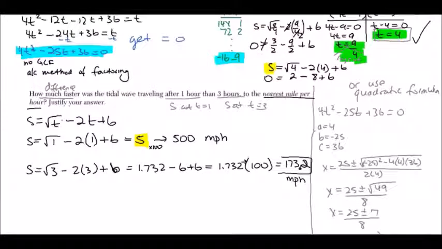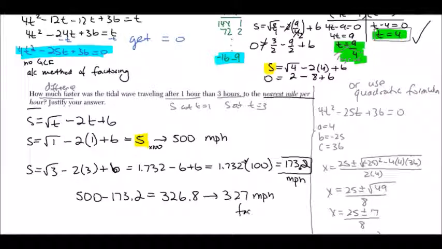So now it says how much faster, so all we do is do 500 minus 173.2, and we get 326.8, which will round to 327 mph faster. You could just as well have rounded it here to 173, and you would have gotten this answer right away. Either way is perfectly fine.